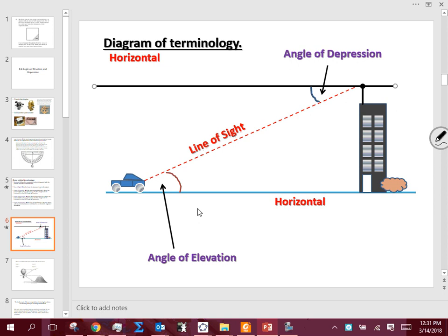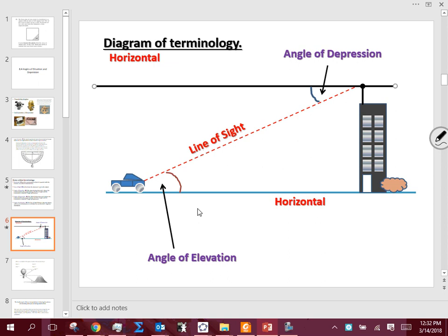What do you notice about the angle of depression and the angle of elevation? What did I say that those two horizontals were? They're parallel, so the angle of elevation and angle of depression are alternate interior angles, so their relationship is that they are equal. They're congruent to one another.